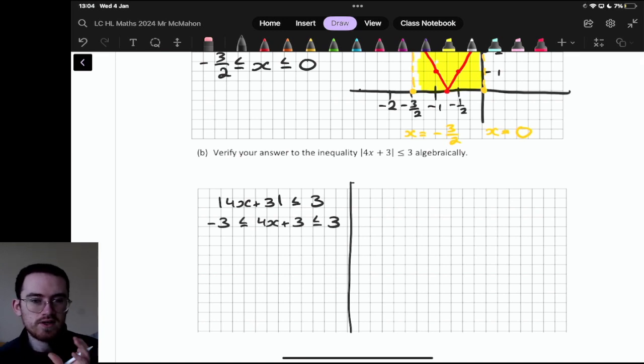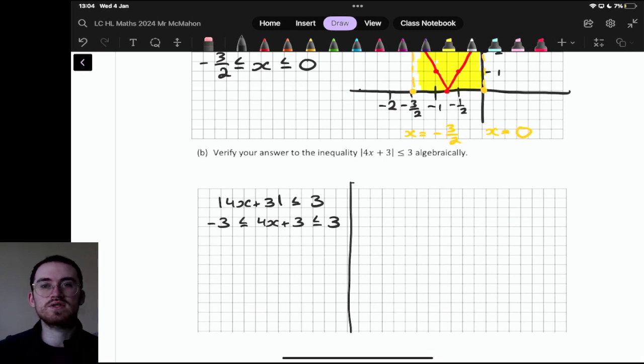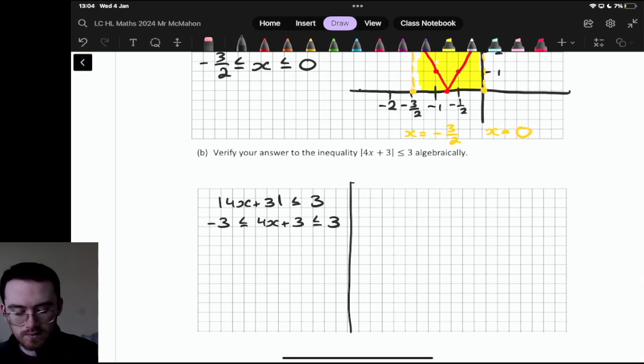So if the modulus of 4x plus 3 is less than or equal to 3, then what that means is that the middle part, the 4x plus 3 itself, without the modulus sign, has to be less than 3 and bigger than minus 3. So for example, if it was minus 2, the modulus of minus 2 would just be plus 2, and that is less than 3. So it's following through that way.